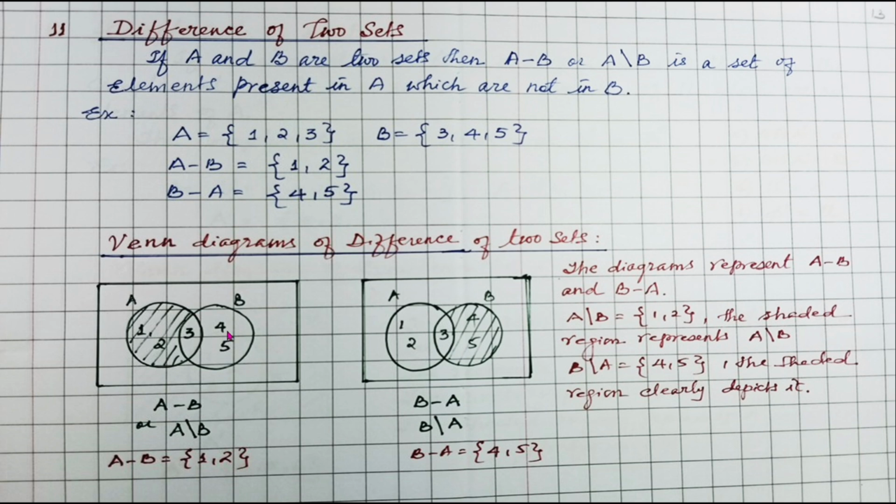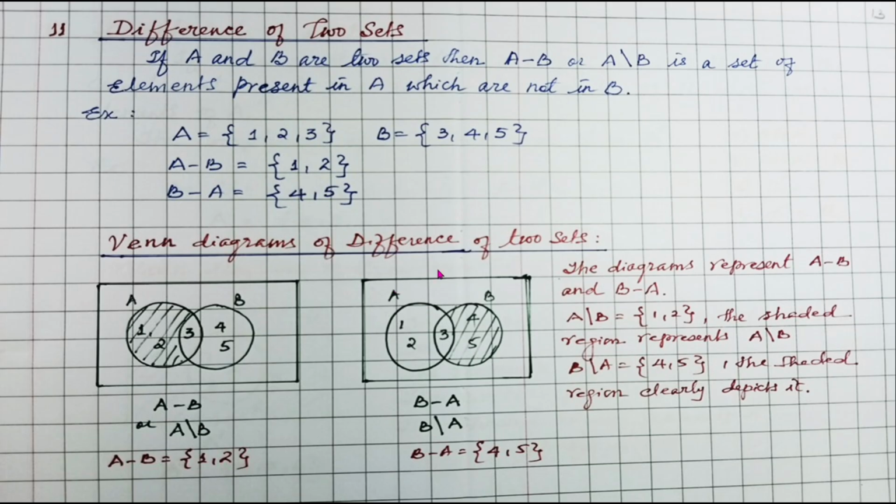Draw a rectangle, draw two circles representing the two sets A and B. Since there is an overlapping element, that is 3, draw the intersecting circles with the 3 overlapping both the sets, and write the remaining elements of A, that is 1, 2, and the remaining elements of B, that is 4, 5. Now we want A minus B. A minus B means the elements which are, please understand, not in B but in A. The elements in A are 1, 2 but not in B, so shade 1, 2, that portion of the circle of A, that represents A minus B.